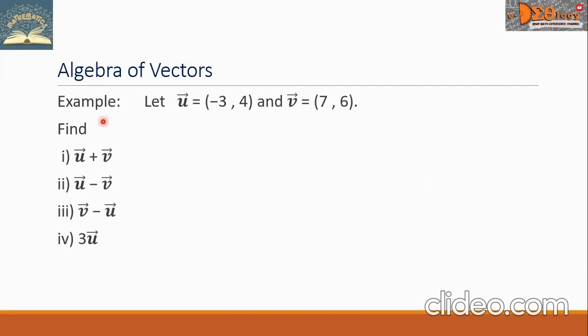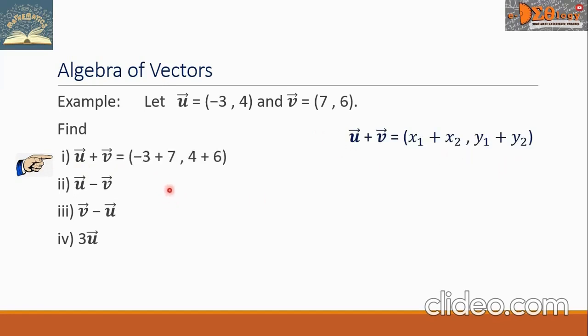Let us see this example. Let vector u equals negative 3, 4, and vector v equals 7, 6. We have here 4 problems. Let's begin with number 1. Vector u plus vector v. Our formula is here. Substituting the values, we have this negative 3 plus 7, comma, 4 plus 6. Simplifying now, we have this 4, 10.